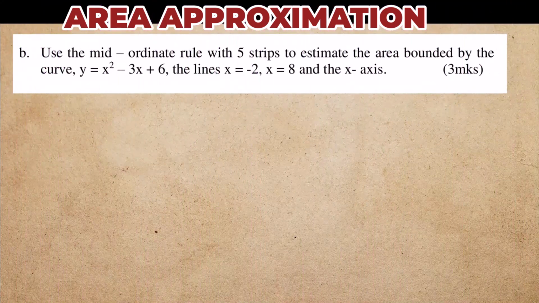Use the mid-ordinate rule with 5 strips to estimate the area bounded by the curve. Now we have calculated using the trapezoidal rule. Now let's go to the mid-ordinate rule with 5 strips. Again, I will take you to the figure or the graph that you drew, just to explain how we are going to get the 5 strips using the mid-ordinate rule.